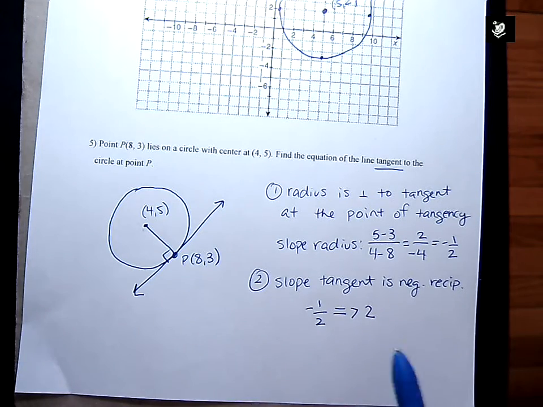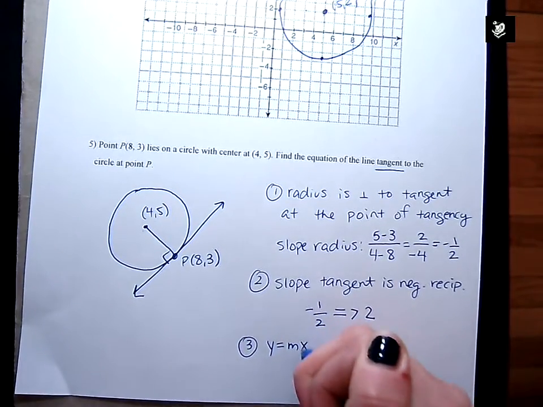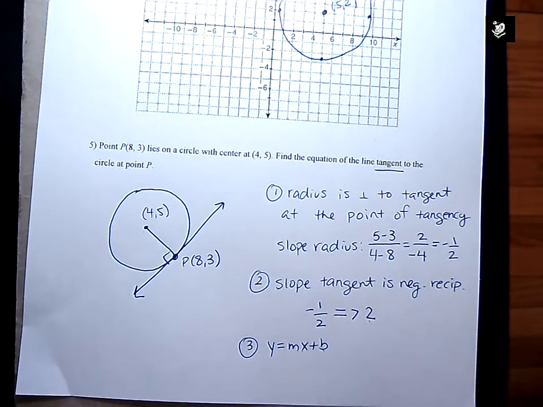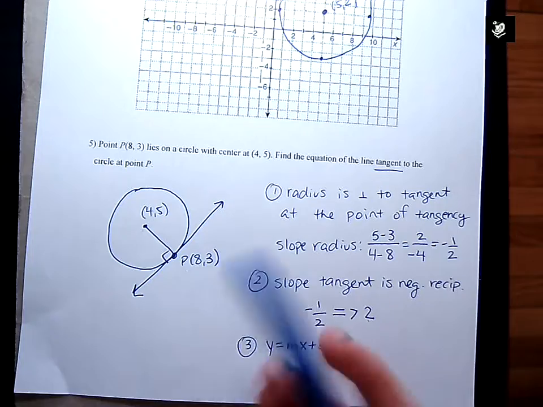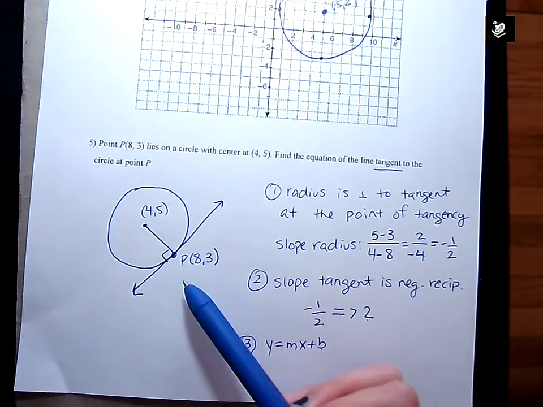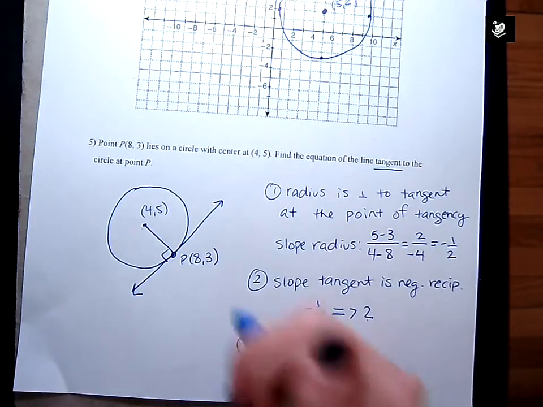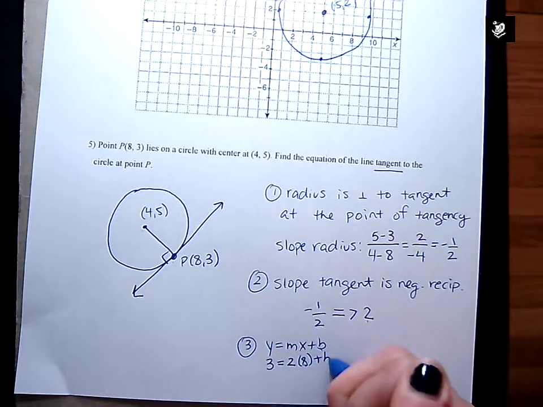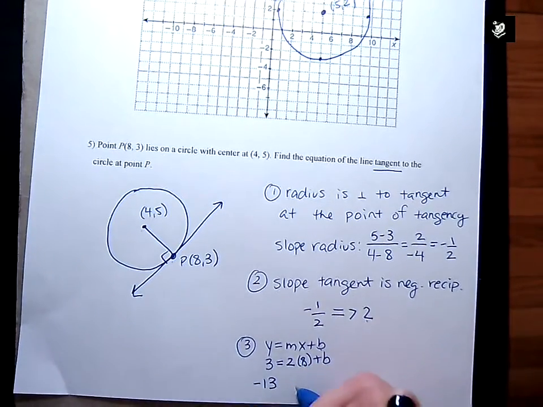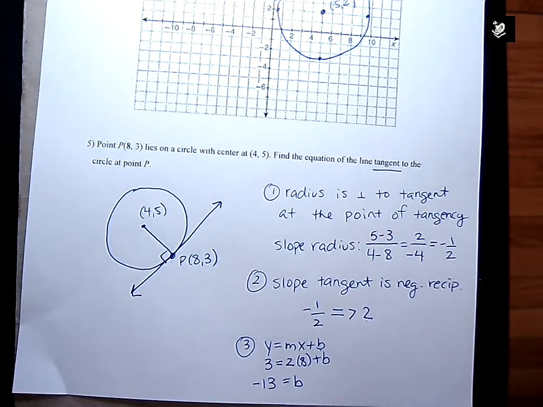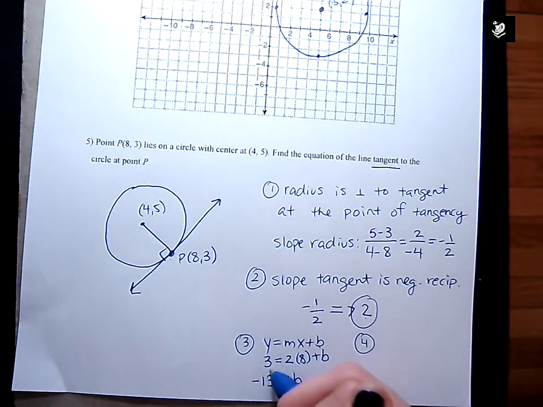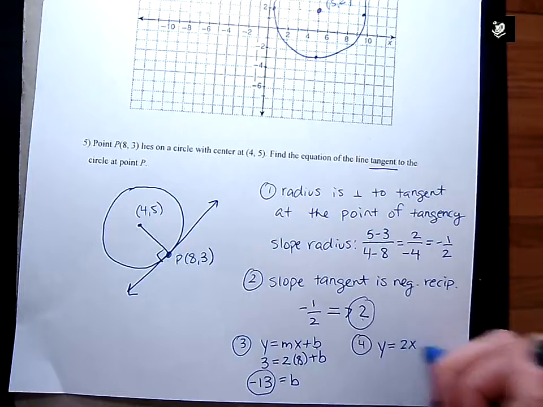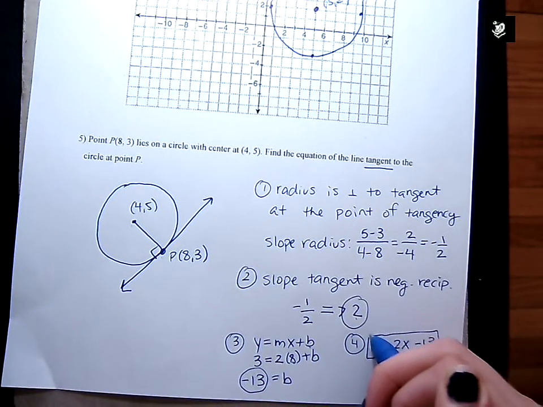Now I need to figure out the equation of this line. Remember, lines are in y = mx + b form. I know my m, my slope, it's 2, but now I have to figure out what b is. To do that, I can plug in the pieces I know and solve for b. Pick the point of tangency, because that point is on the line, and plug it in. So y would be 3, I know my slope is 2, x is 8, and I don't know what b is. If I solve this out, I get -13 for b, which is my y-intercept. Now fill back into the formula using your slope and your y-intercept, and you'll get y = 2x - 13. That is how you find the equation of a tangent line.